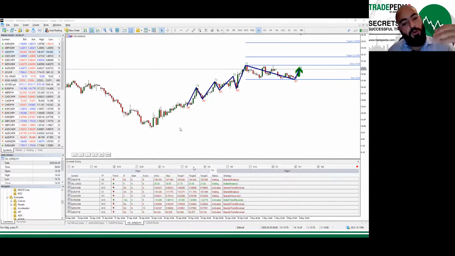As you go lower by the time frame, it becomes less accurate. And it has a risk to reward ratio towards target 1 and 2, half is 1.2 to 1. So you are all good, don't worry.